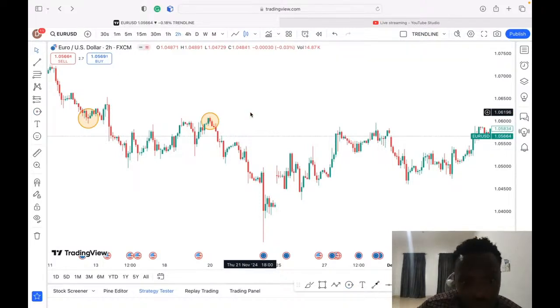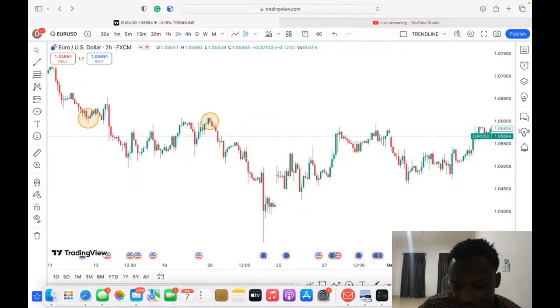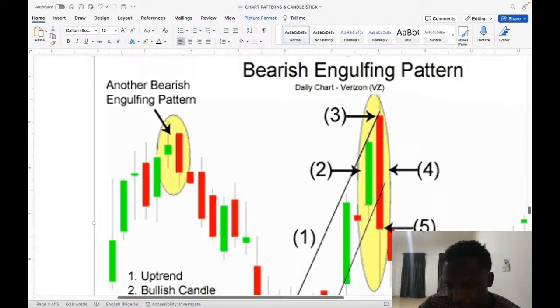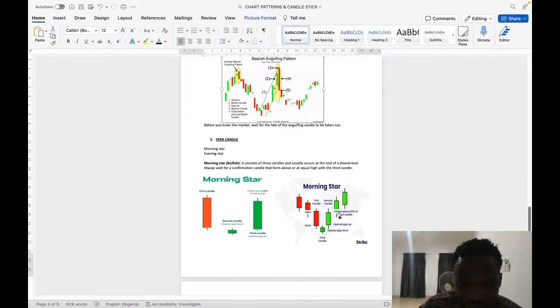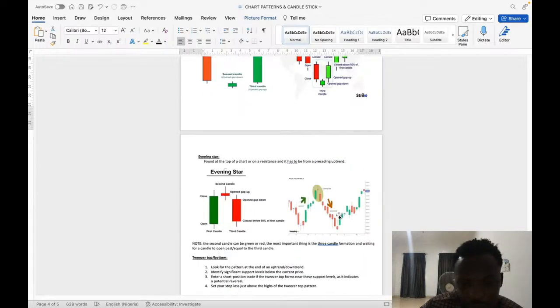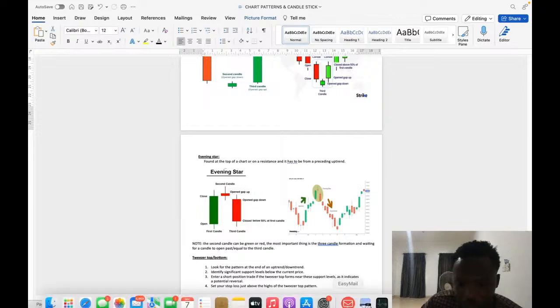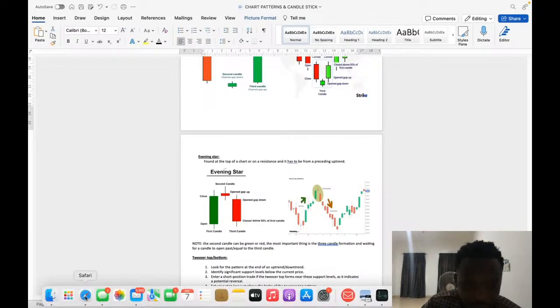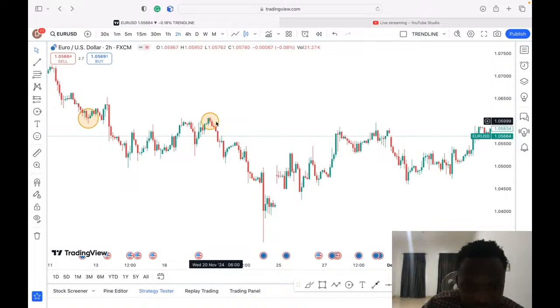You might want to look up an evening star; I have material on it. An evening star always occurs at the top of a chart, where we have our green, red. This second candle must not necessarily be red; it can be green as well. Now this looks like an evening star, the three candles. The green is the first candle, the red is the second, and of course we have the third.